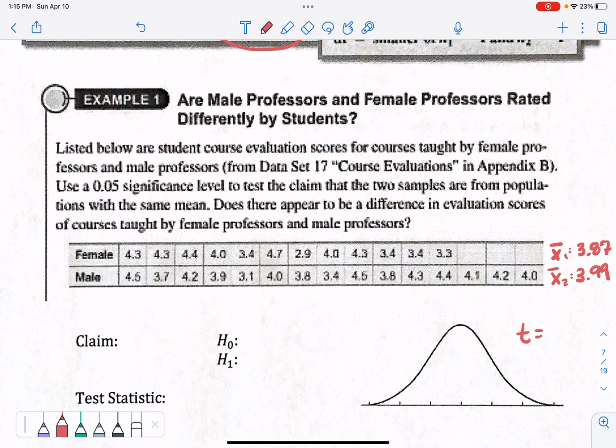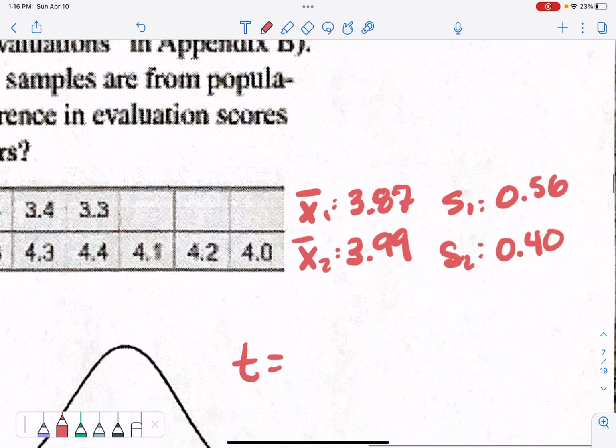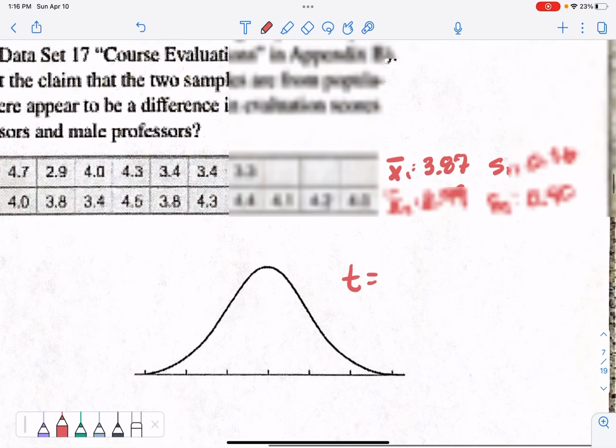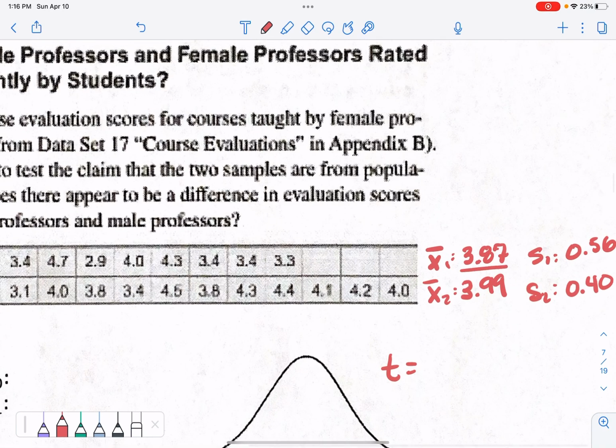We're talking about student evaluation scores for teachers taught by male and female professors. So they're trying to figure out whether students prefer a female professor versus a male professor, etc., right? So they did the average score and the standard deviation. Okay, the average score for females was 3.87 and the average score for males was 3.99.